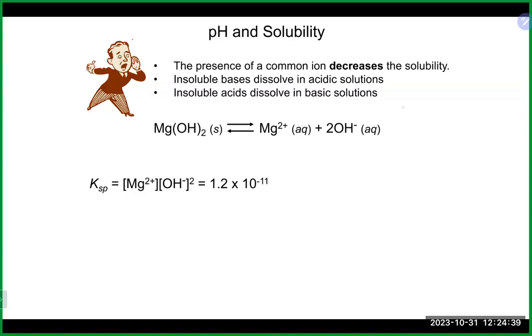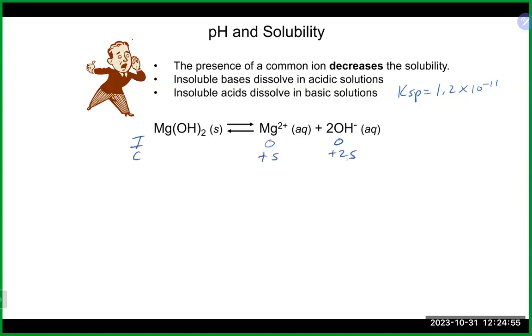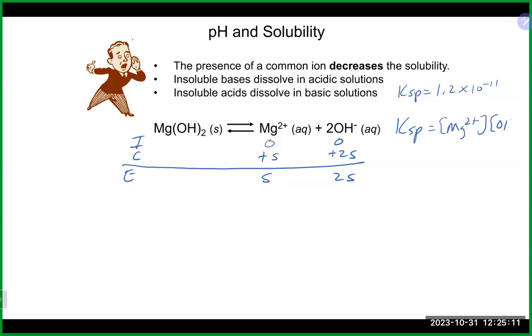So actually, let me move my Ksp up here: Ksp is 1.2 times 10 to the minus 11. If we run through our ICE table, we would start with 0 and 0, then add plus S and plus 2S, and at equilibrium we would have S and 2S. Our Ksp expression would be the concentration of magnesium times the concentration of hydroxide, and here we do need to square it because of the coefficient.